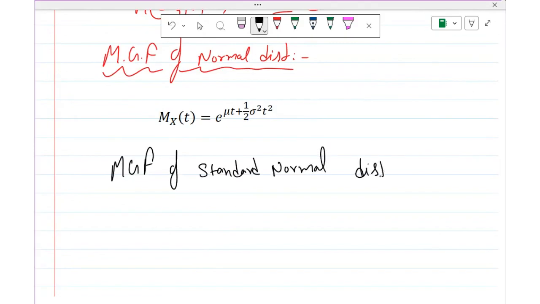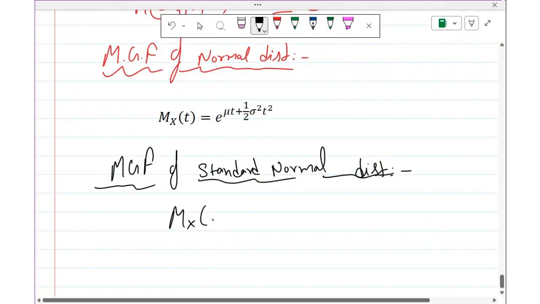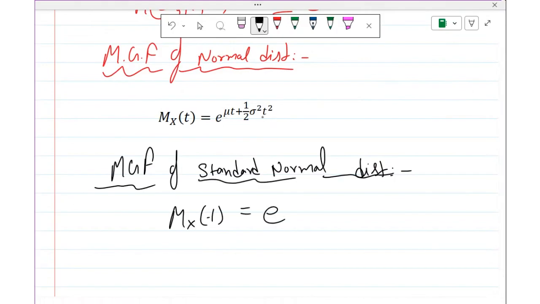And the MGF of the standard normal distribution. That is very easy because mean is 0, sigma is 1, put in this normal distribution. So you will get e power, because mu is 0, so 0, half sigma square is 1, so half t square. So easy. Or e power t square by 2, the moment generating function of the standard normal variate. That's it. So the normal distribution is complete from my side.